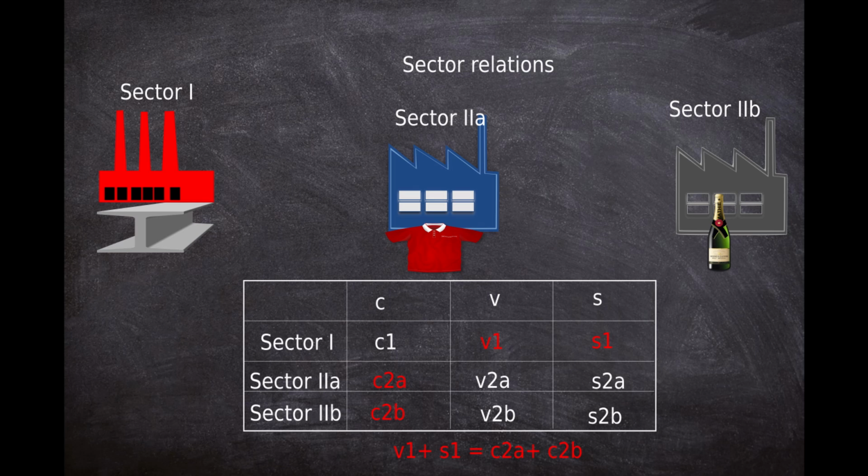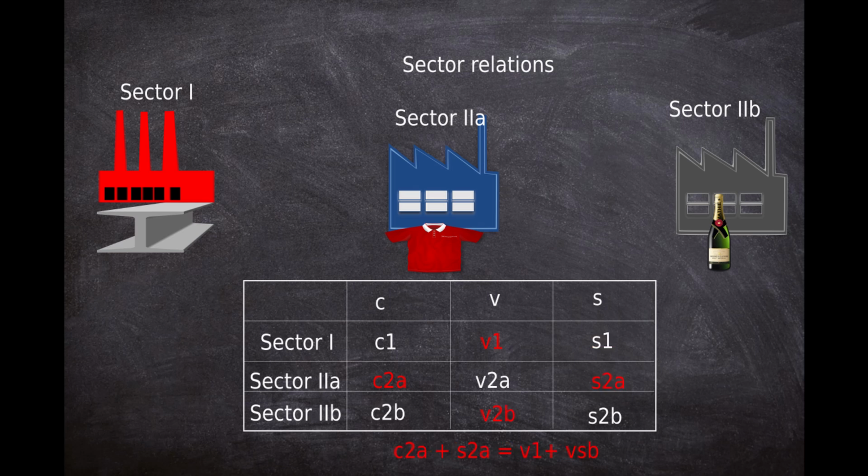So the variable capital and surplus of Sector 1, the sector producing means of production, is equal to the constant capital of Sector 2A and Sector 2B. Anything beyond the means of production used within the means of production themselves needs to be financed by the sale of means of production to the sector that produces articles of consumption both for the capitalist and the worker.